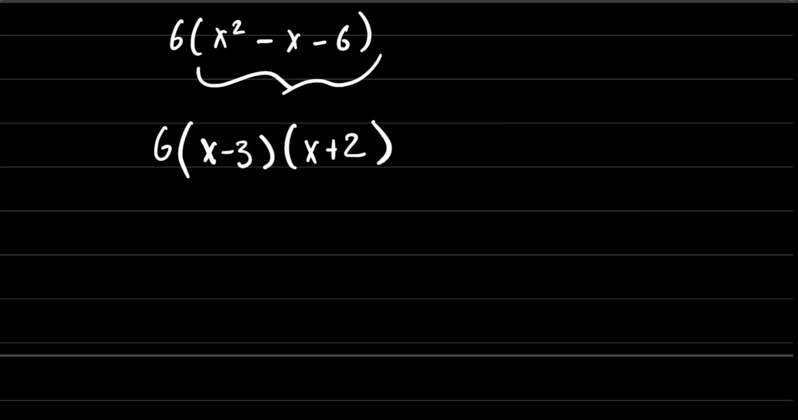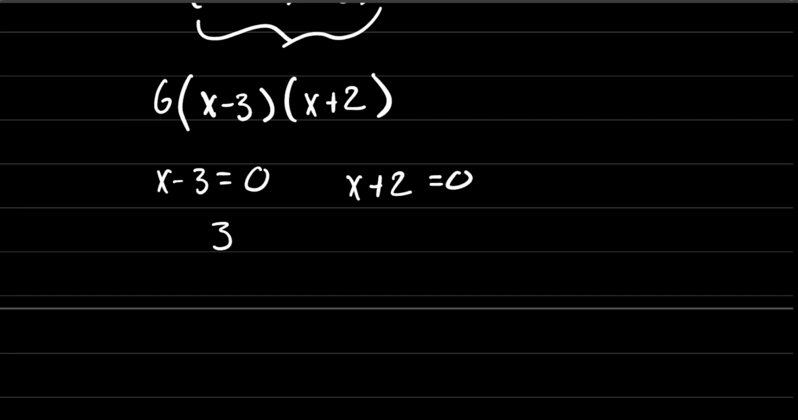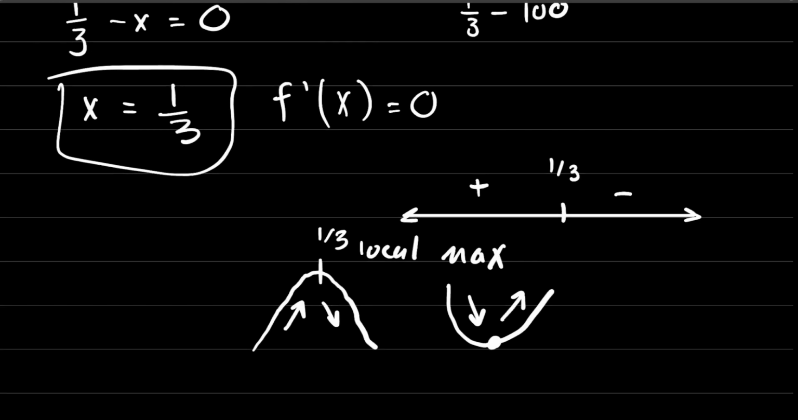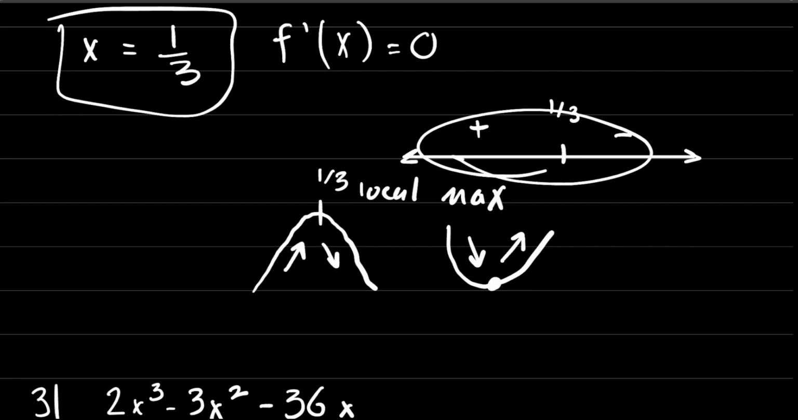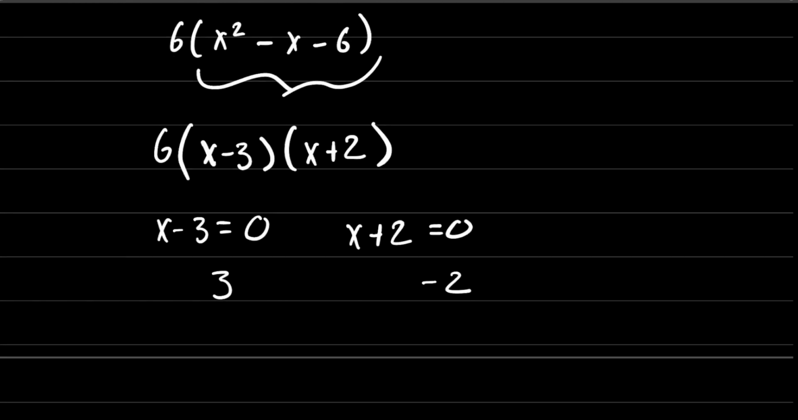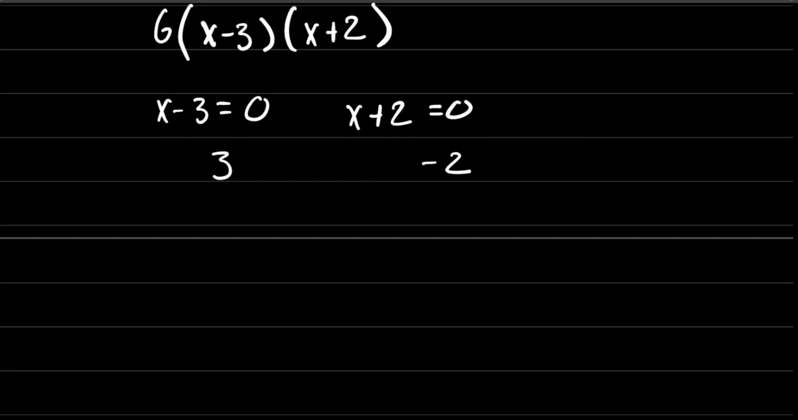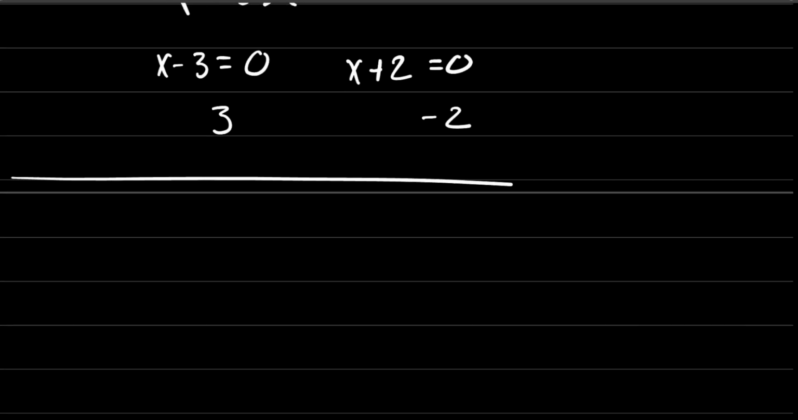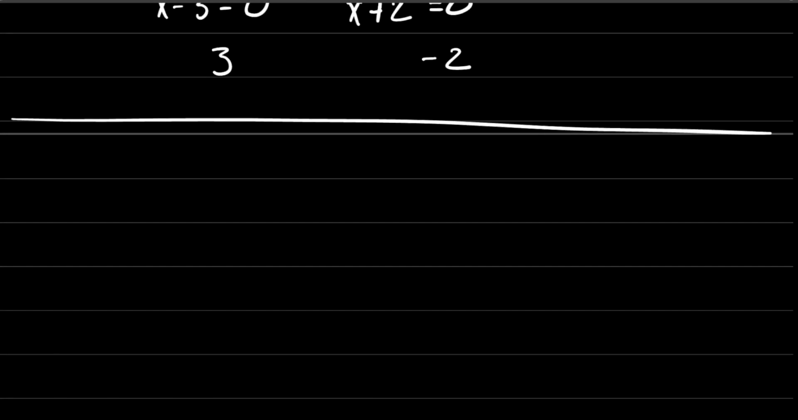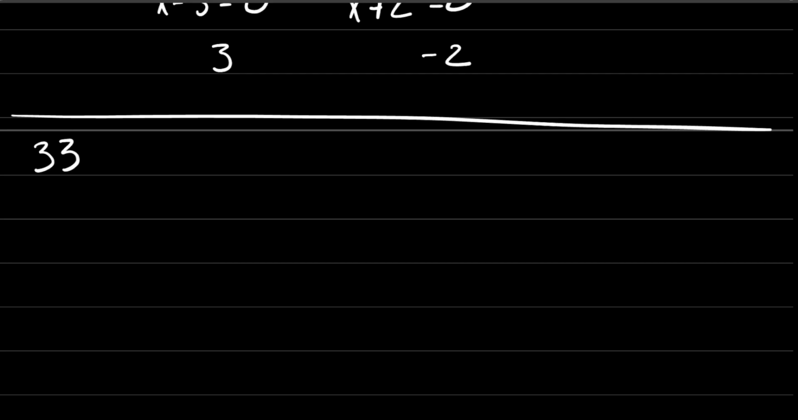From here we can find our critical points, which is going to be x minus 3 equals 0 and x plus 2 equals 0, which means we have critical points at 3 and negative 2. We could do the same number line thing again here, but to save time, I'm going to leave it up to your imagination. So 3 and negative 2 are the two critical points here. That was another easy one. Now we go to something a bit more difficult at face value.